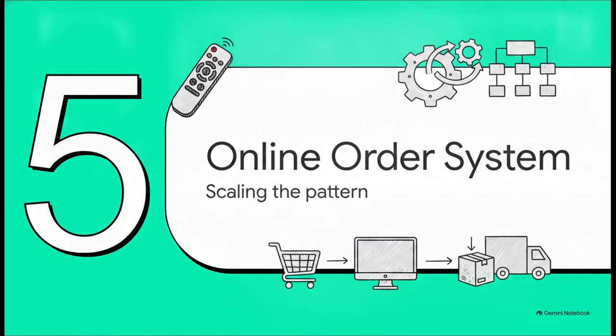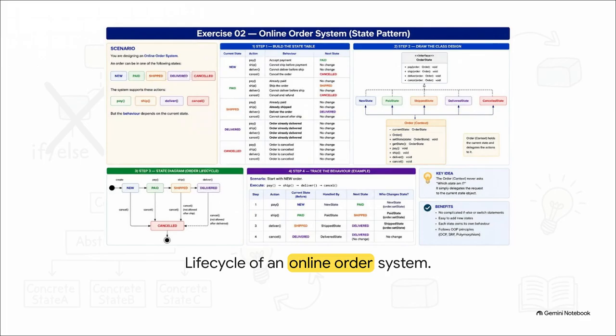Part five, the online order system. Let's see about scaling the pattern. Think about the life cycle of a typical online order. It starts as new, moves to paid, then shipped, and finally delivered. Or, it could be canceled along the way. Think about a standard action like pay. If the order is new, pay processes the payment and transitions the state to paid. Easy. But if the order is already shipped or delivered, calling pay should probably just return a message saying, already paid, or maybe throw an error. The exact same action behaves entirely differently depending on the state. That makes it a perfect candidate for the state pattern.